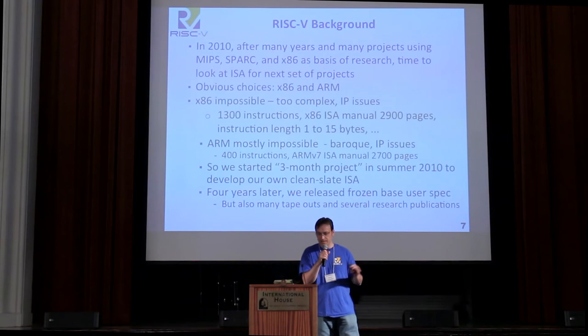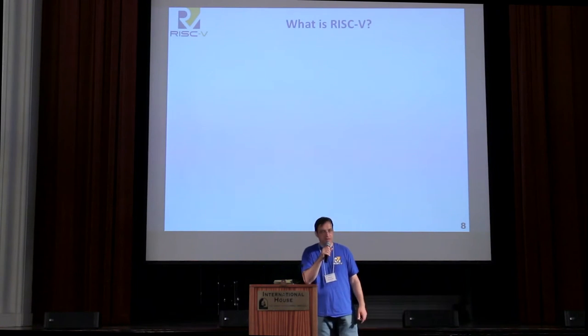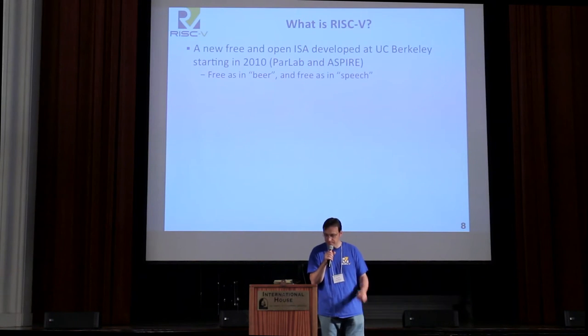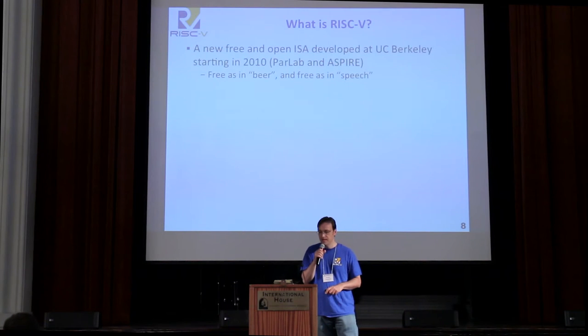So we felt it was pretty solid at the time. We decided to freeze that base specification. Okay, so what is RISC-V? To be clear, this is a new free and open ISA developed here at UC Berkeley.